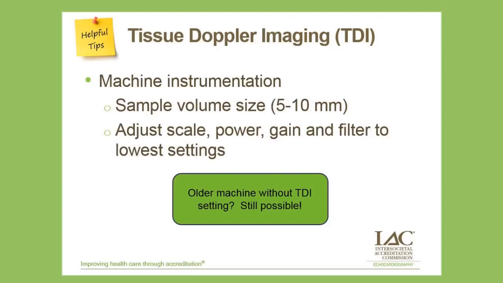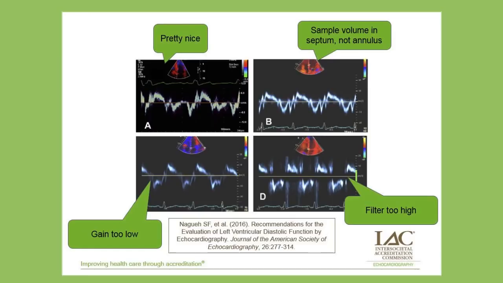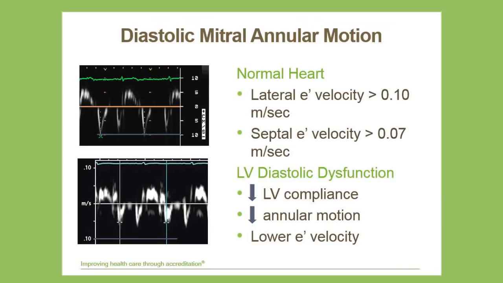So the ASE document, the 2016 document, gave some nice examples of what's good and not so good about tissue Doppler. So here's an example. It's pretty nice. We're seeing a nice signal here. Here's the E prime and the A prime. In this example, the sample volume is actually in the septum, not in the annulus, so we want it down a little bit further. In this one, it's a little tough to see, so it might benefit from a little bit higher gain. And in this example, the filter is too high because we've got dead space between the baseline and the signal. So take a look at that part of the document because I think it will really help you to optimize the quality of your tissue Doppler.